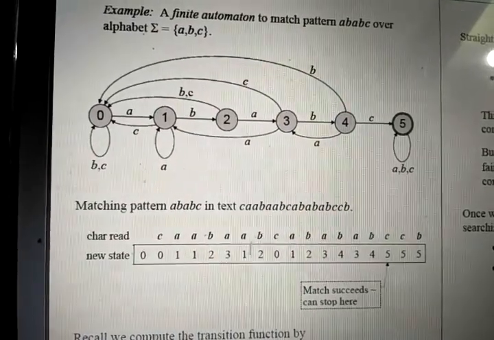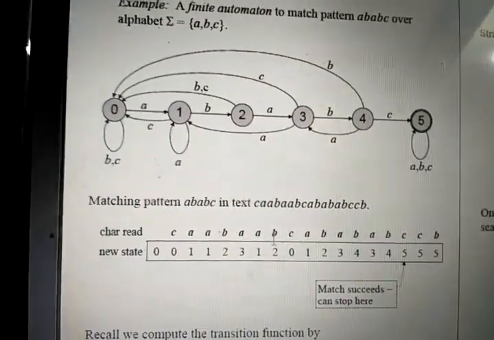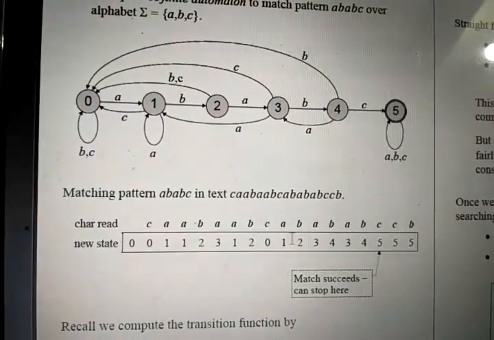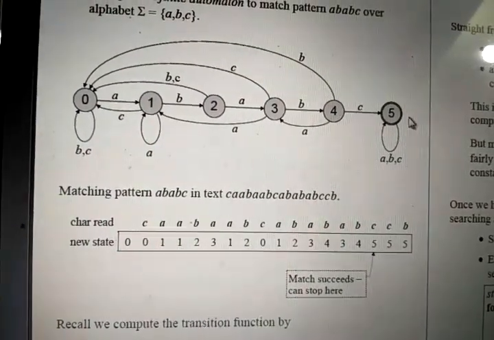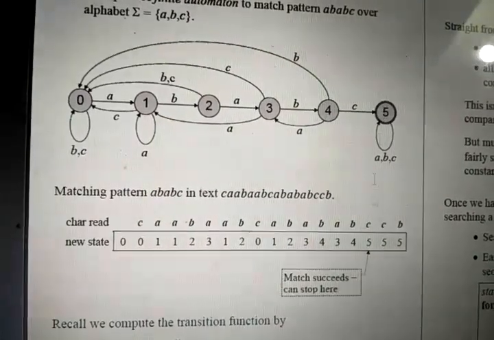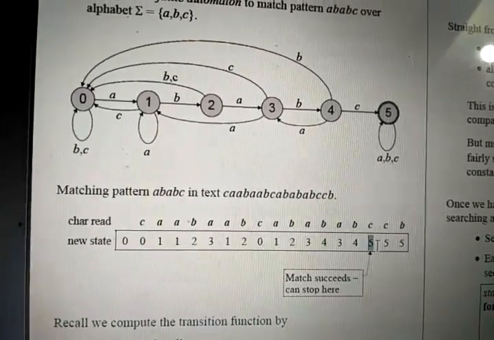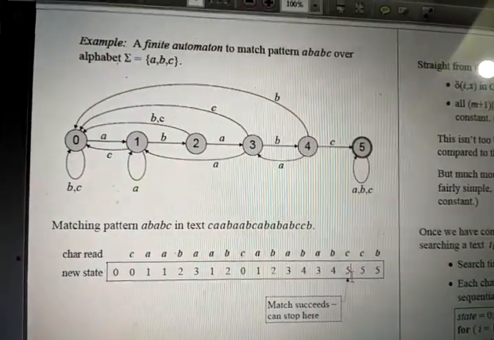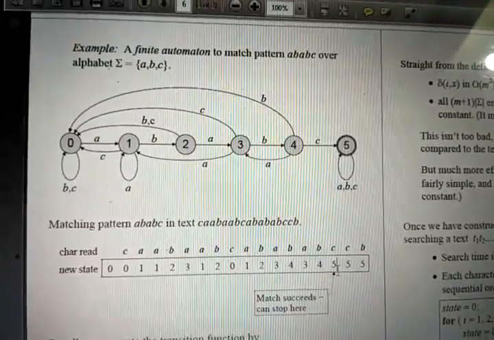So in this way we can change the current state. After scanning each next character, we will need to update the state. If at any point we can reach the final state, that is accepting state 5, then we can be sure that we have found one match, and we can return the position from where the matching started.